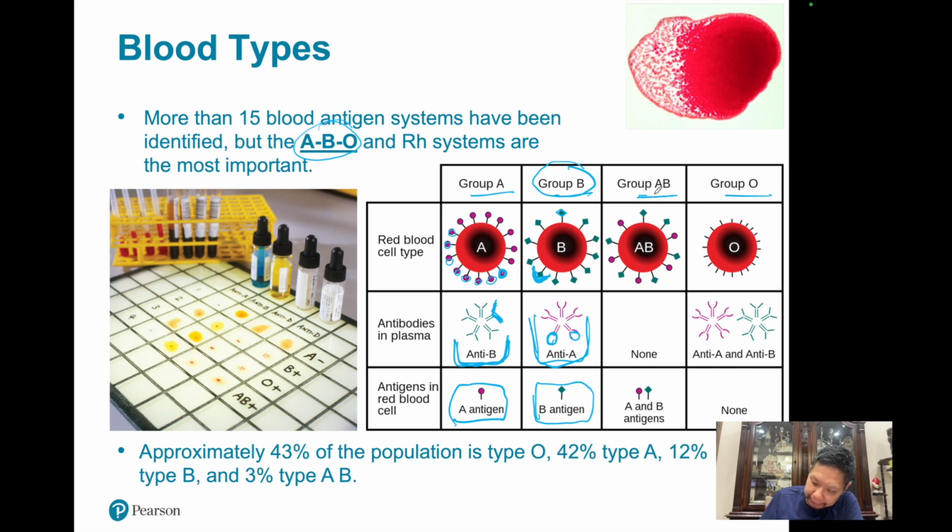So if you're group AB, or your blood type is AB, you actually have both antigens. You have the B and the A antigen, the circle and the diamond. And your blood actually has no antibodies in it at all, which is great because what this makes you is called the universal recipient.